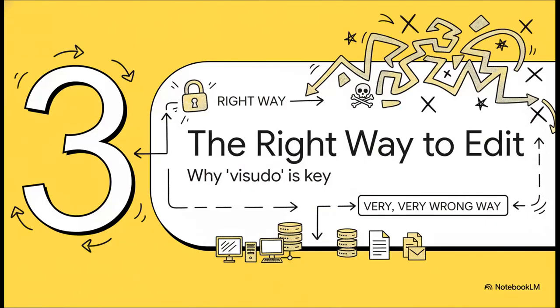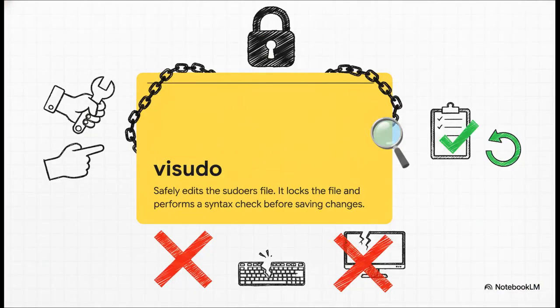So we know where we want to put our new configuration file, but how we actually create and edit that file, well, that's just as important. Believe me, there is a right way and a very, very wrong way to do this. And that brings us to the number one most important rule. You should never edit a sudoers file directly with an editor like Vim or Nano. The only tool you should ever use is visudo.